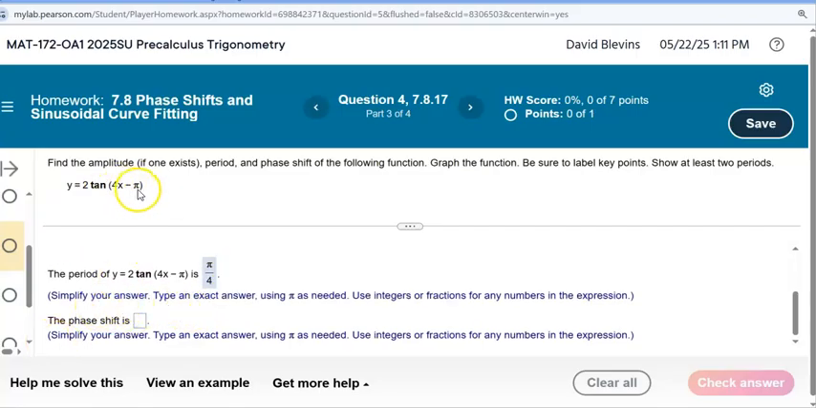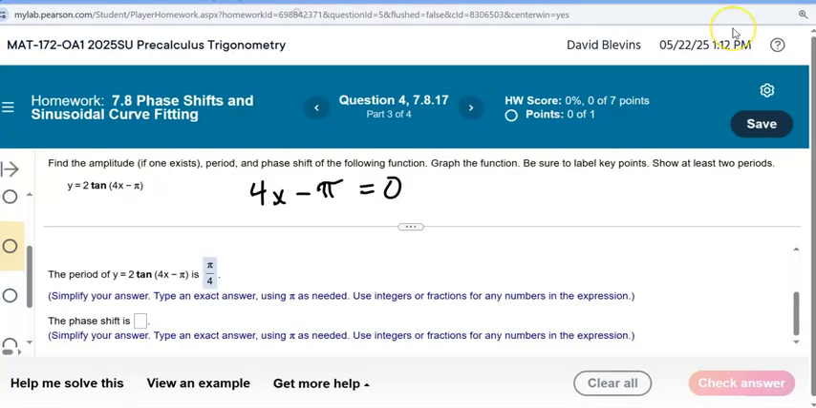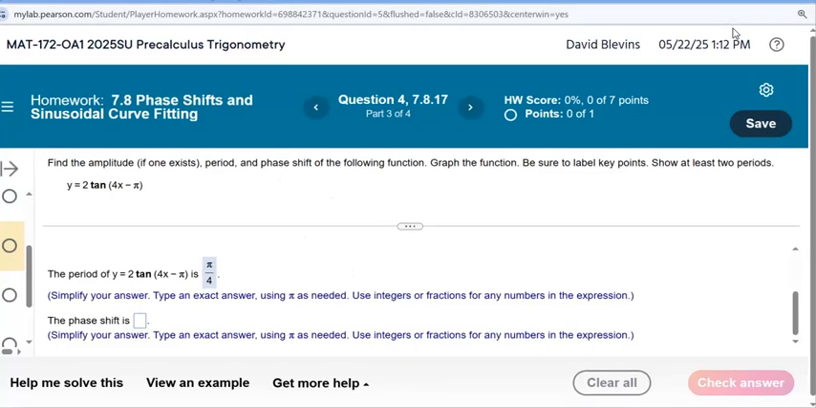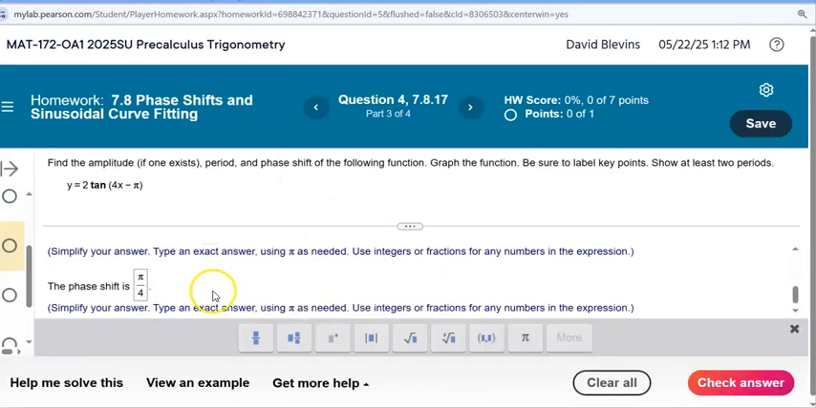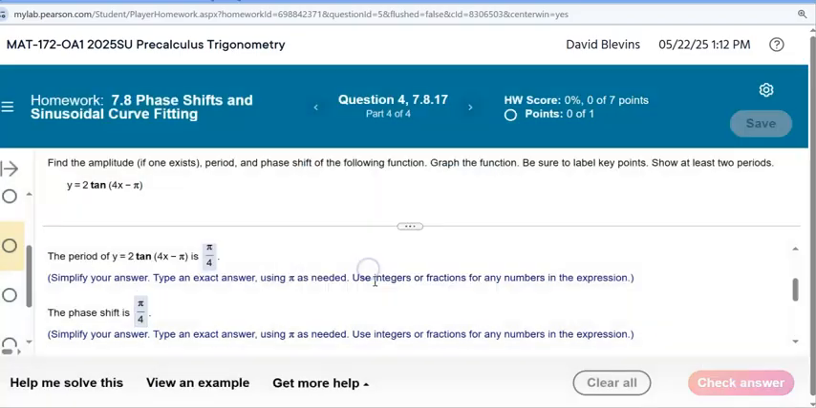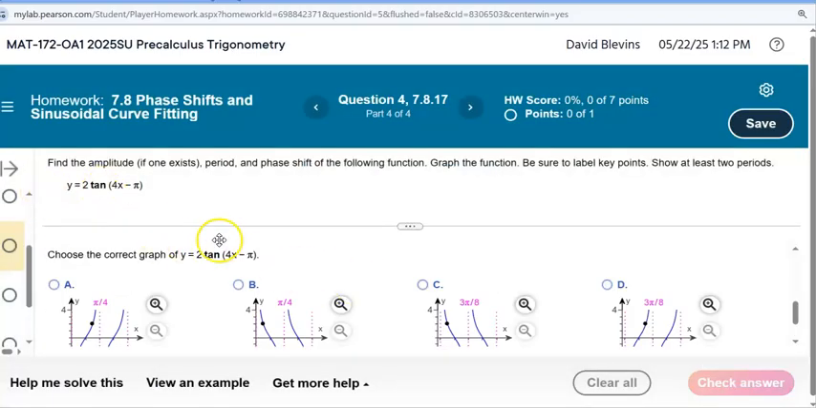And then it wants to know what the phase shift is. The phase shift is basically setting the stuff in the parentheses, not the whole thing, equal to 0, and then solving for x. So add the pi over, you'd get 4x equals pi. Divide both sides by 4, and you'd have x equals pi over 4. So that is our phase shift, and because it's positive, we're moving to the right. Okay, so the phase shift is pi over 4, the period is pi over 4. What that basically means is it's going to look just like 2 tangent x if we didn't shift anything over.